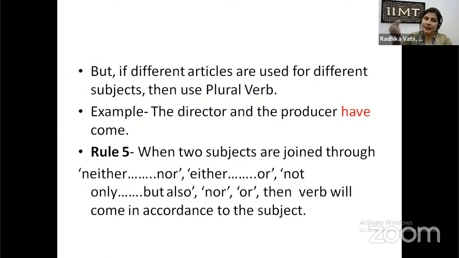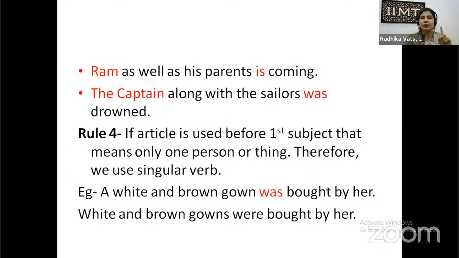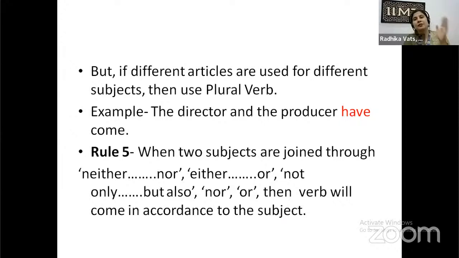Now, in this scenario only, if different articles are used for the different subjects, then use a plural verb. If one article is used, then you will use a singular verb, but when we are joining the words and different articles are used, then we use a plural verb. Like, the director and the producer have come. We know "has" is for the singular and "have" is for the plural. So we have used the article "the" here, and "the director and the producer" symbolizes there are two people, not one person. So if there are two people, then we have to use "have", not "has".